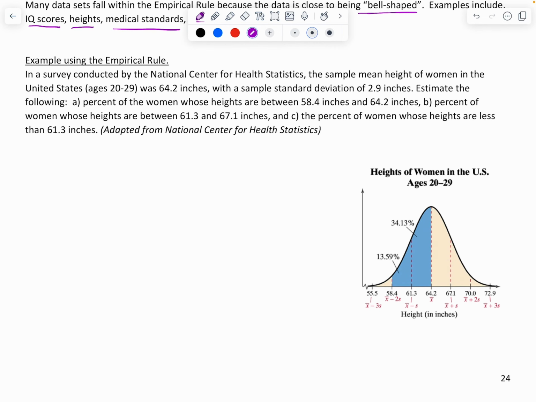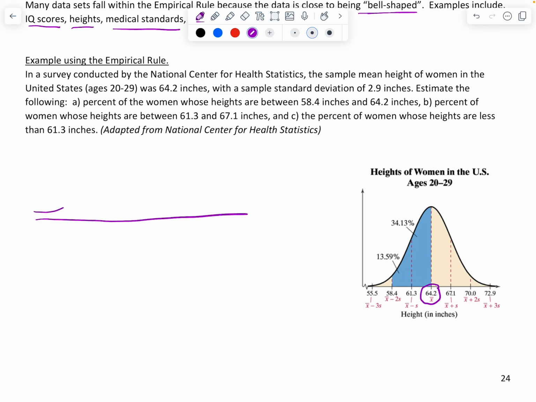All right. So here's an example, and we're going to talk more about height. In a survey conducted by the National Center for Health Statistics, the sample mean height of women in the United States ages 20 to 29 is 64.2 inches. So that's my mean, with a sample standard deviation of 2.9 inches. Estimate the following.